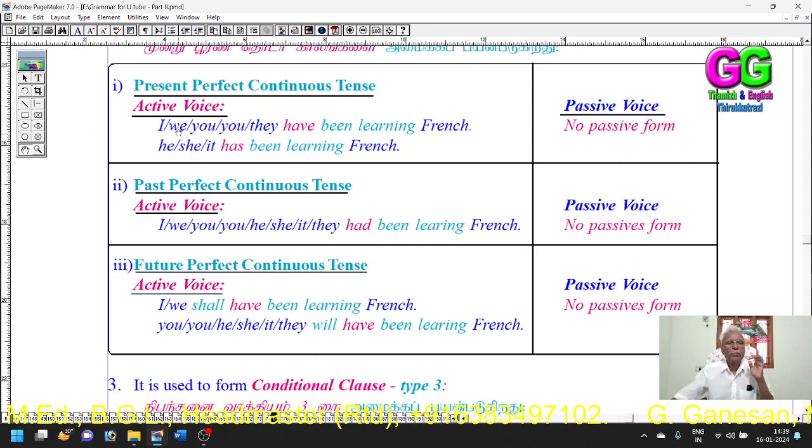Present perfect continuous. He, she, it: has plus been plus present participle. He has been learning French. She has been learning French. It has been learning French. For the other five pronouns: I have been learning French. Present participle. Present perfect continuous: I have been learning French. He has been learning French. No passive form.